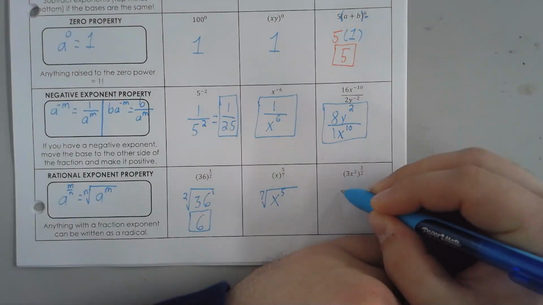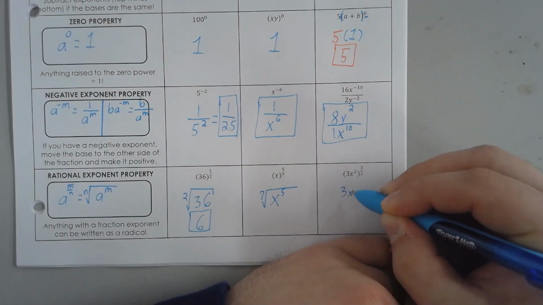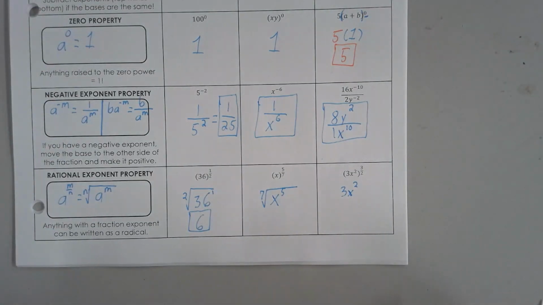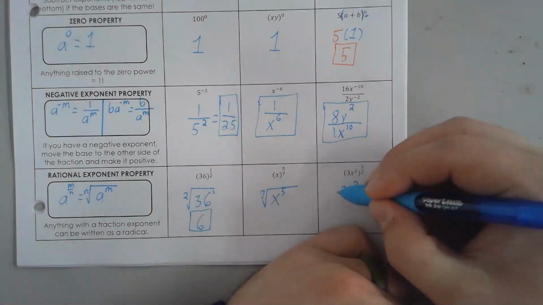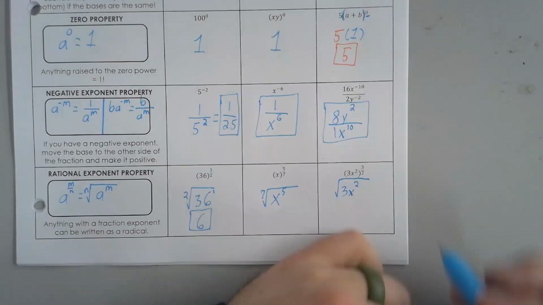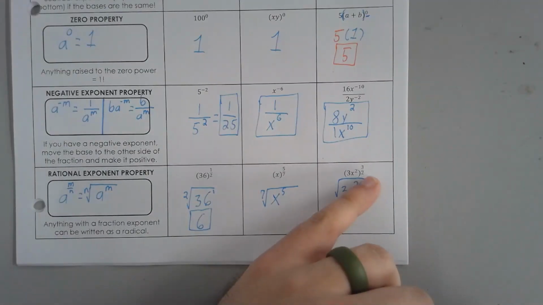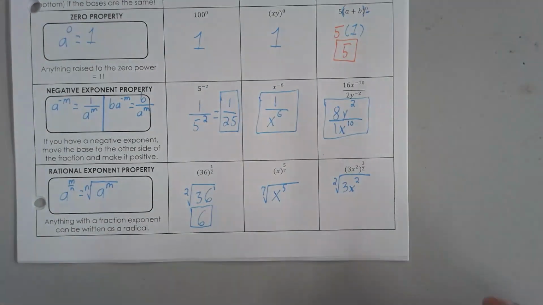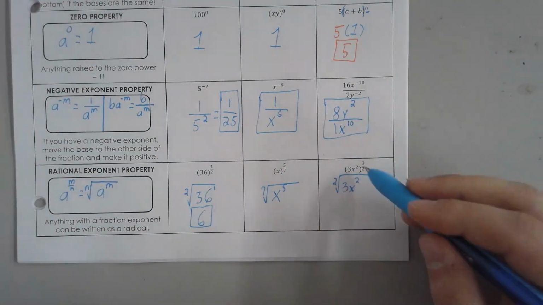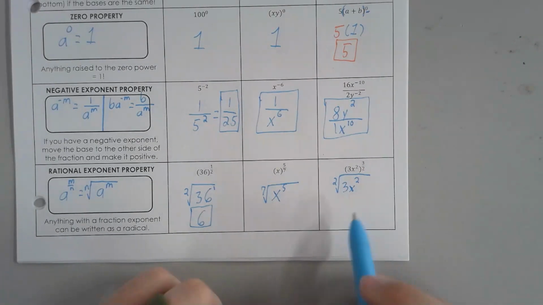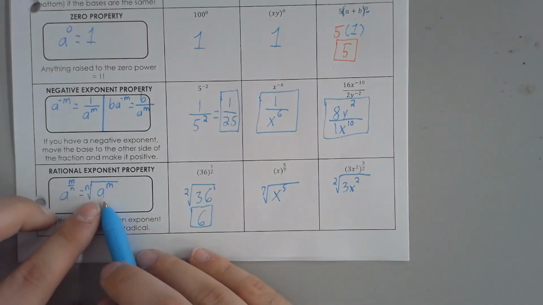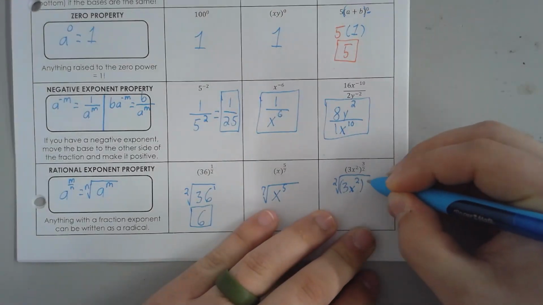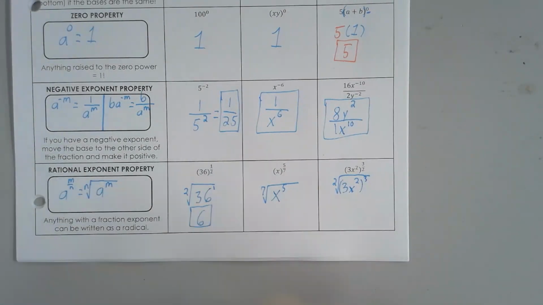Alright, last one here. Our base, everything that's inside the parentheses there, that's our base. So 3x squared. Our denominator is 2, so it's going to be the square root of 3x squared. And our numerator is 3, so that means everything that's on the inside is going to be raised to the power of 3.